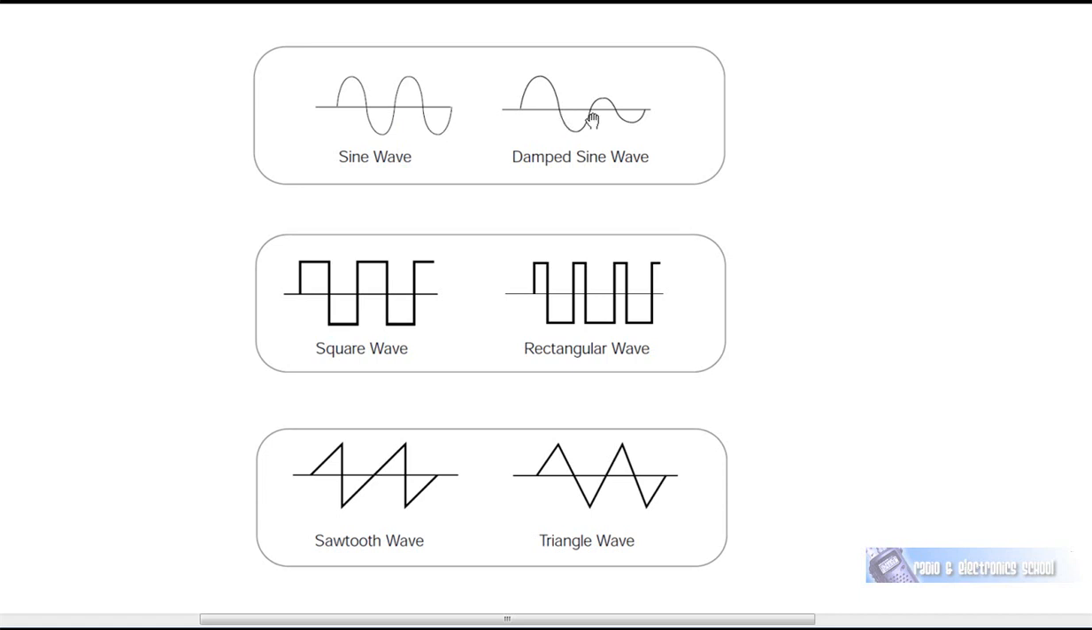On the right hand side is a damped sine wave. That would occur with a tuned circuit, an LC circuit, an inductor and capacitor. If given energy, it will produce a sine wave, and if you don't give it any more energy, the sine wave will damp out after several oscillations and stop. The other waveforms that we could encounter in radio is the square wave, rectangular wave.